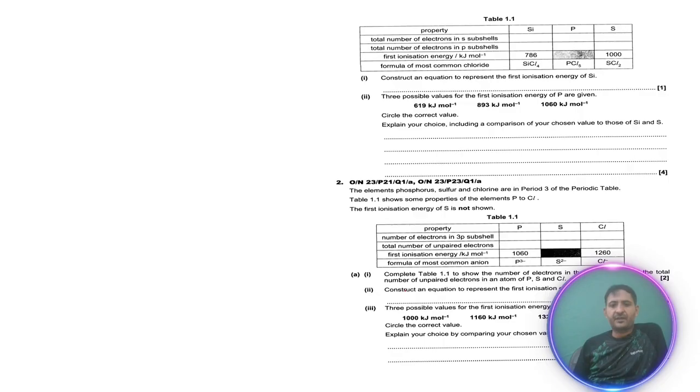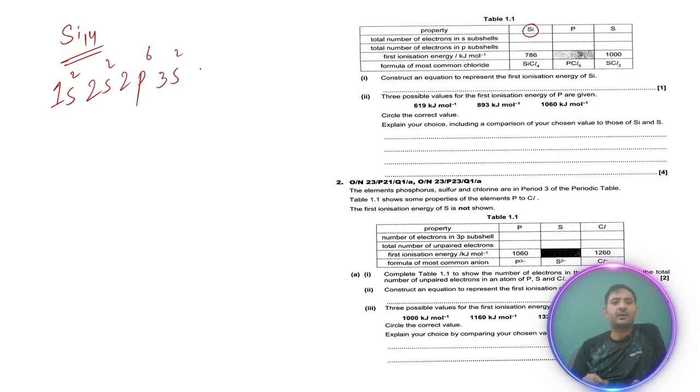Next question, the total number of electrons in s subshells of silicon. What is the atomic number of silicon? It is 14. He is asking for the total number of electrons in s subshells only: 1s2, 2s2, 2p6, 3s2 and 3p2. In s there are 2, 2 and 2, so the total is 6.